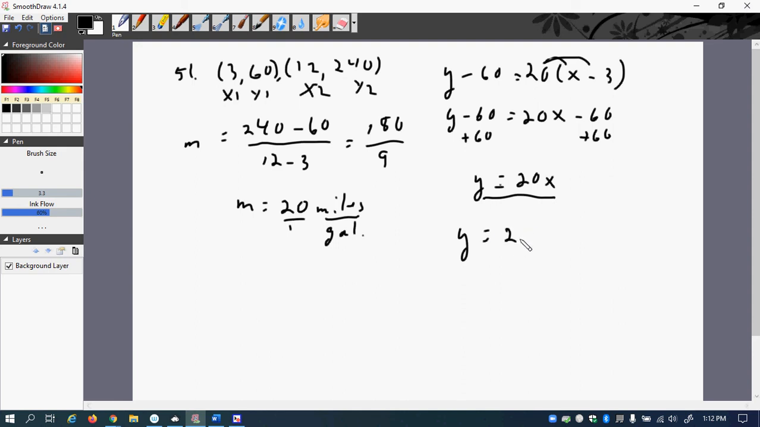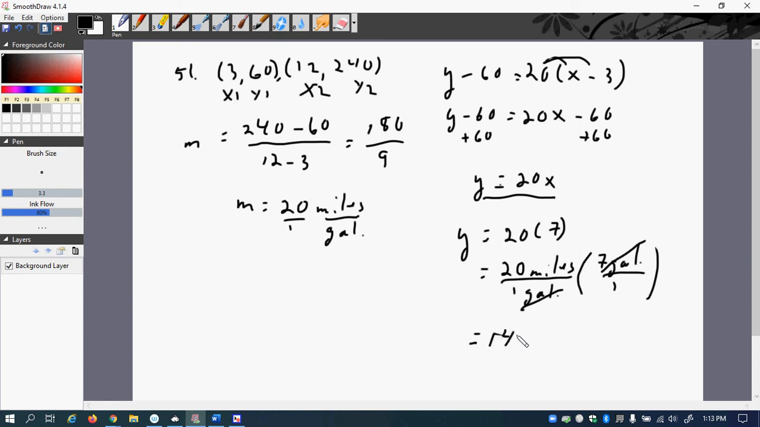So y equals 20 times 7 gallons. Notice here I'm going to put in the units, 20 miles per 1 gallon, and the 7 is gallons over 1. Notice my units cancel, and that ends up with miles. Now when I take 7 times 20, I get 140 miles. Here's my y. So that's how far the car can go on 7 gallons of gas.